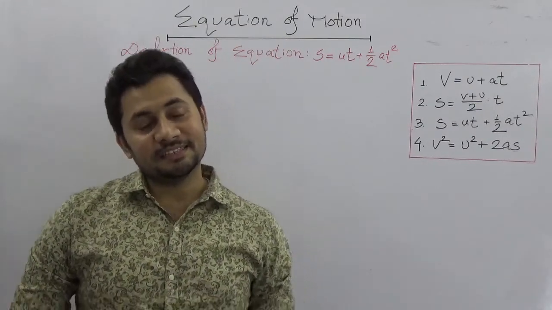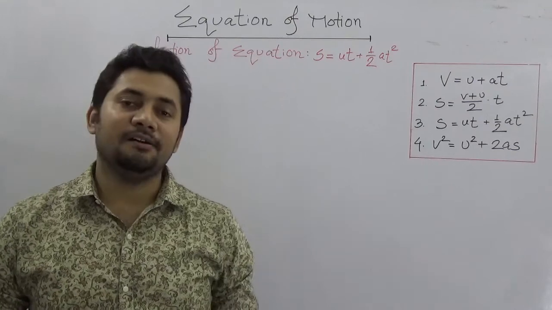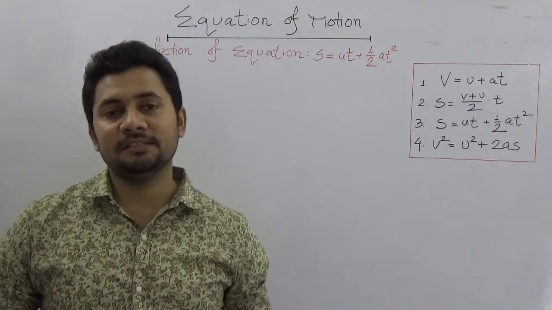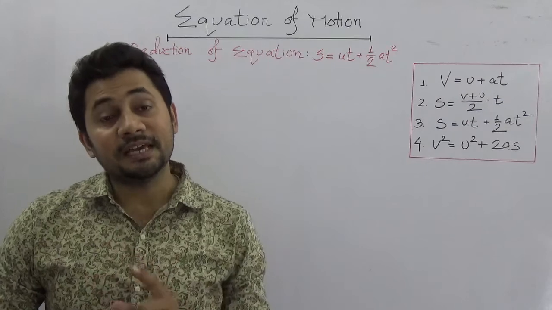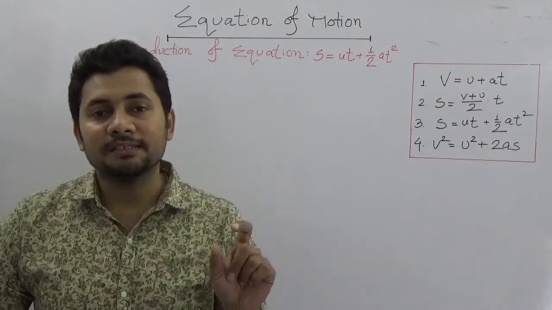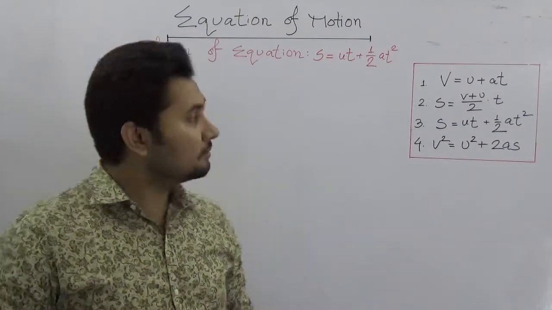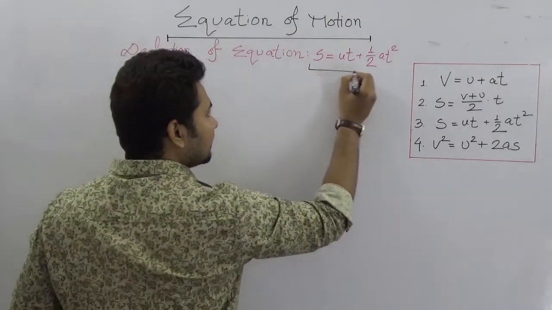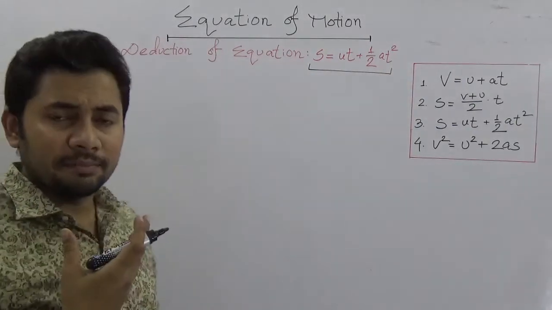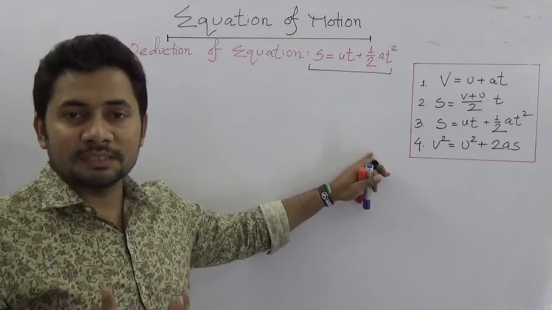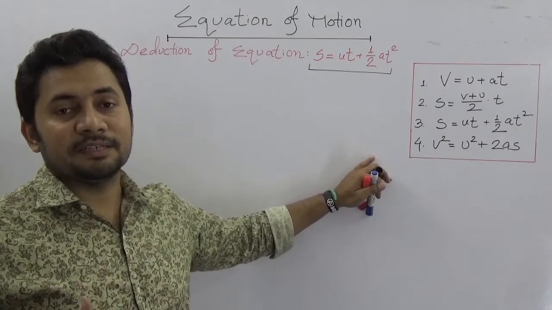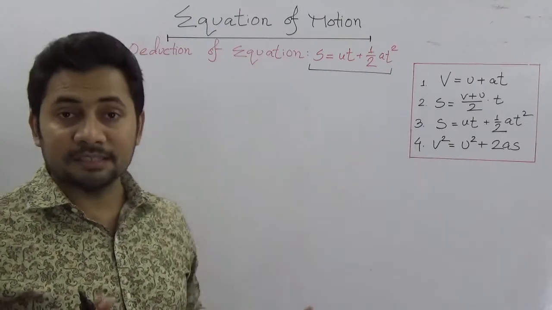In this lecture, I shall be explaining the deduction of the third equation of motion, which is S equal to ut plus half a t squared. This is actually a very important equation and we need to use it a lot of times in mathematical calculations. So, how does it derive?